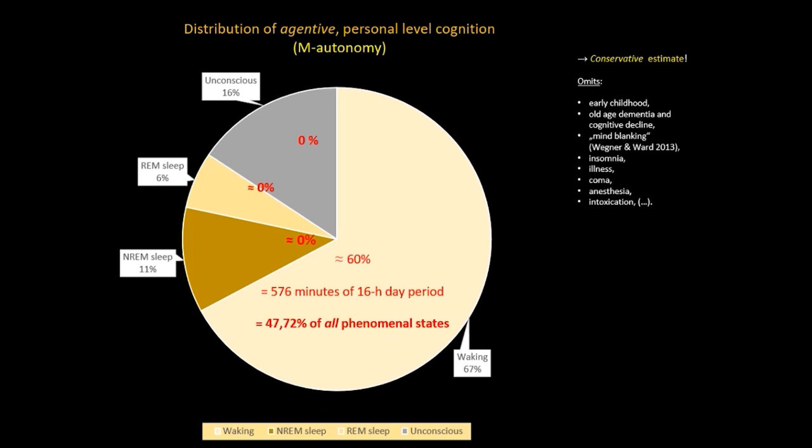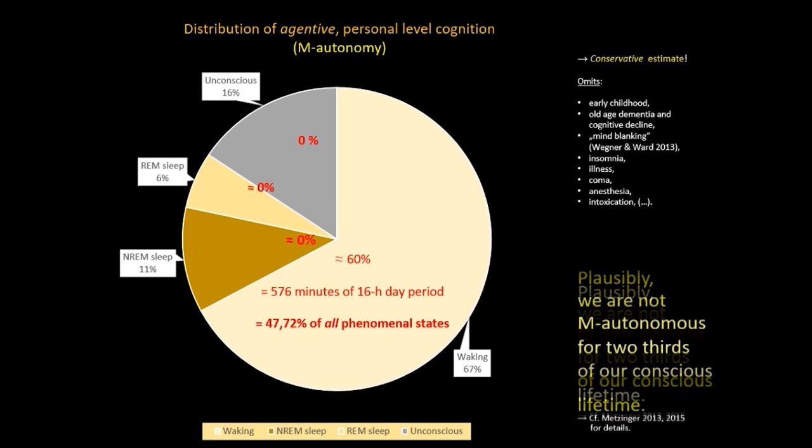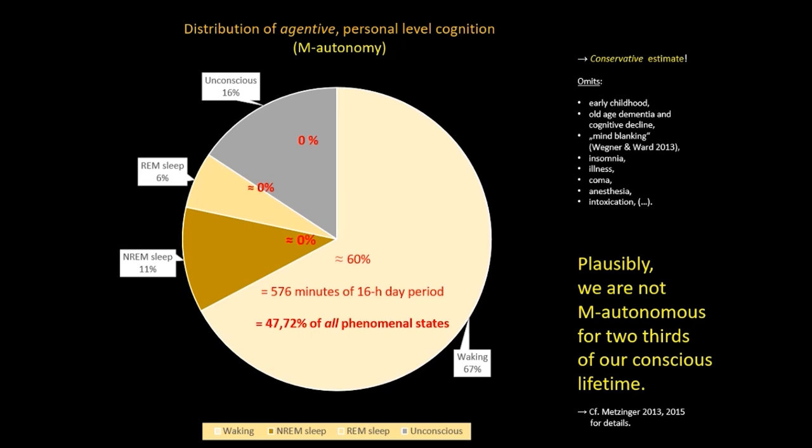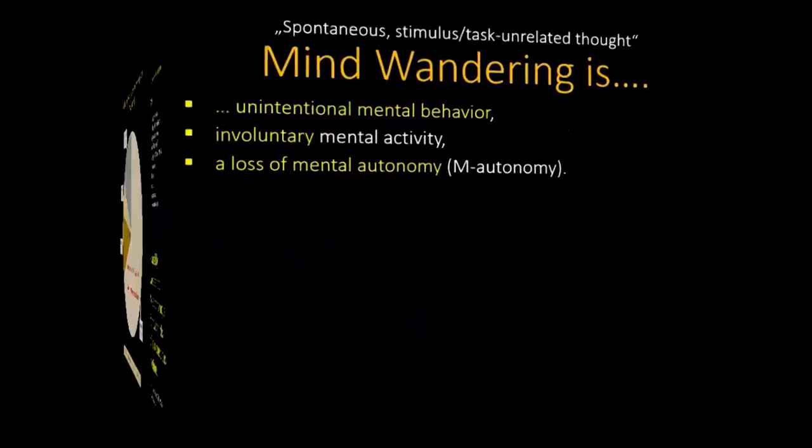Then there are people who suffer from severe insomnia, during a fever, feverish dreams, coma, anesthesia, when you're drunk or stoned. There are other periods in your life where you lose mental self-control. So the more realistic estimation is that plausibly, for about two-thirds of our conscious lifetime, if you include dreams, we don't have mental self-control. This is just happening in us, thought unfolding without an agentive self for two-thirds of our conscious lifetime. That is basically the main thing I wanted to report to you.